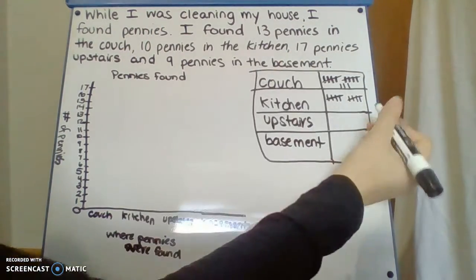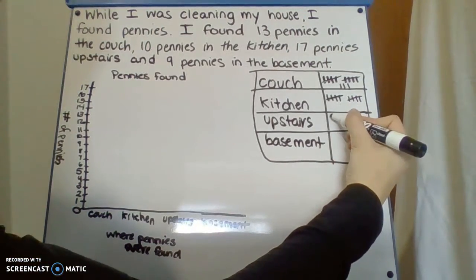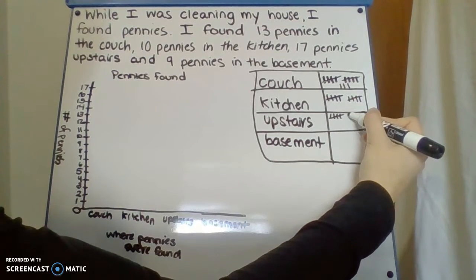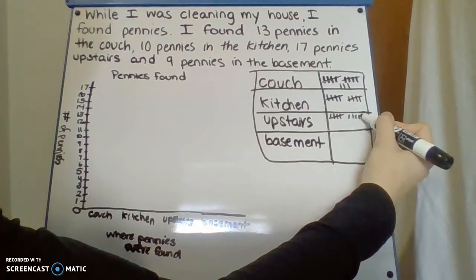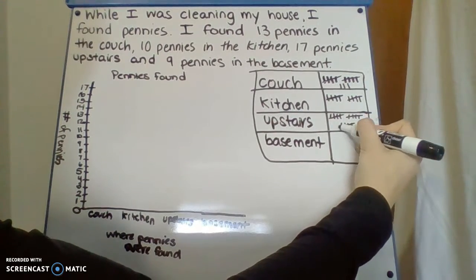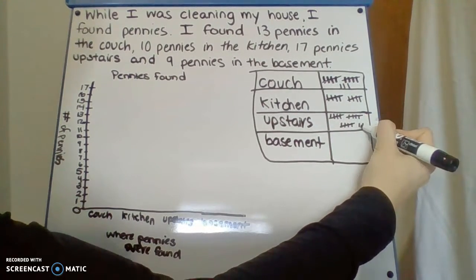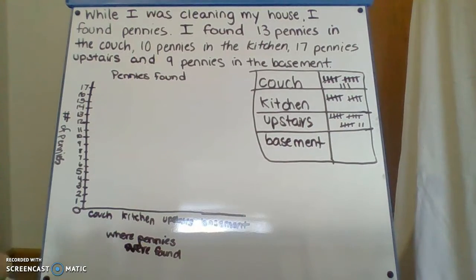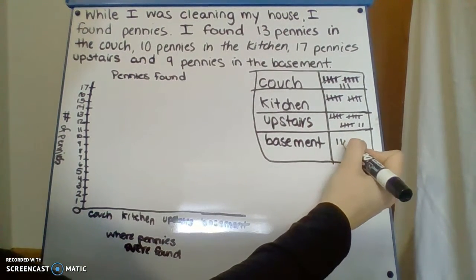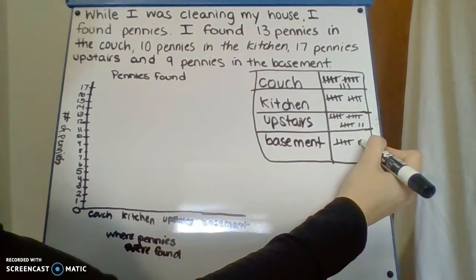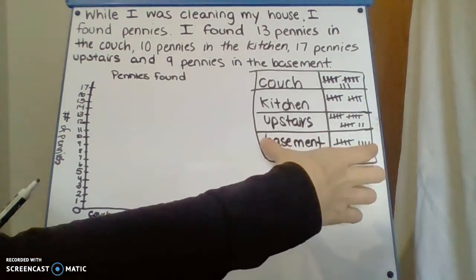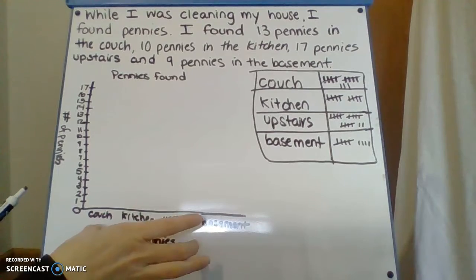Upstairs, you have 17. 1, 2, 3, 4, bundle of 5. 6, 7, 8, 9, 10. 11, 12, 13, 14, 15, 16, 17. Basement, 9. 1, 2, 3, 4, 5, 6, 7, 8, 9. So make sure you have your table because this is going to help you directly with drawing your bar graph.